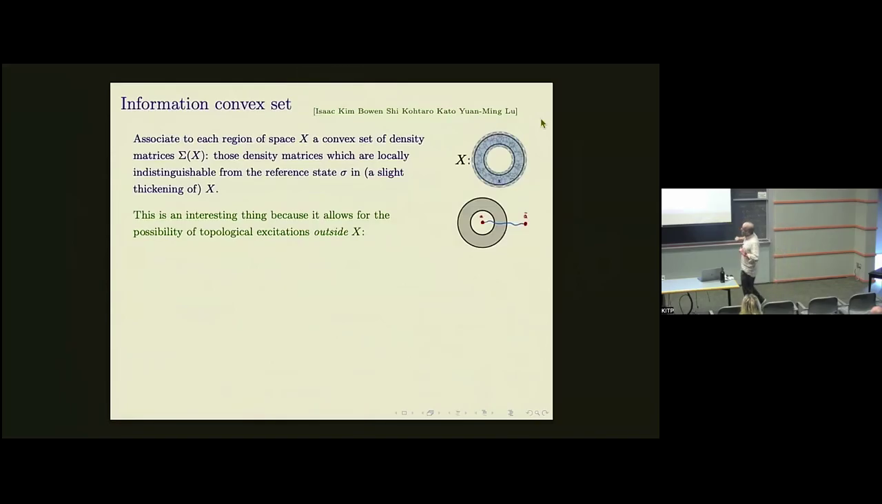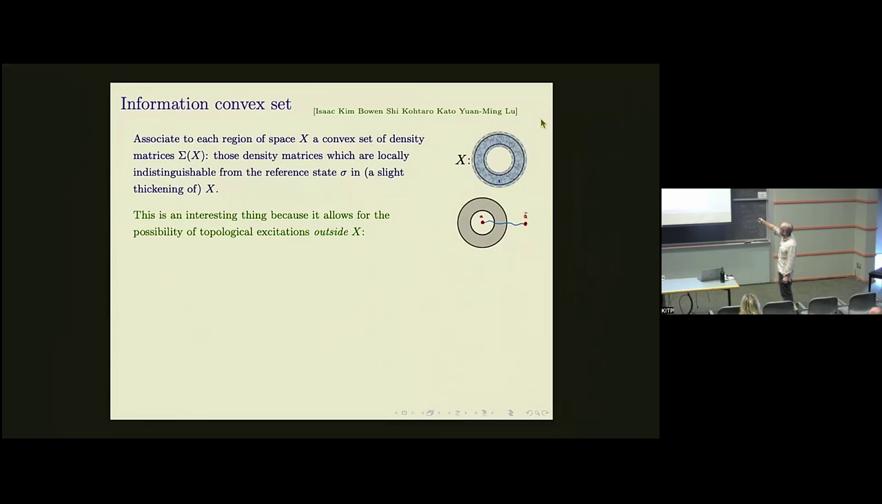It's called the information convex set. The idea is, to each region of space on which we have such a state defined, we define a convex set of density matrices, which I'll call sigma x, which are those density matrices that locally look just like the given state. Right, so here's a picture.